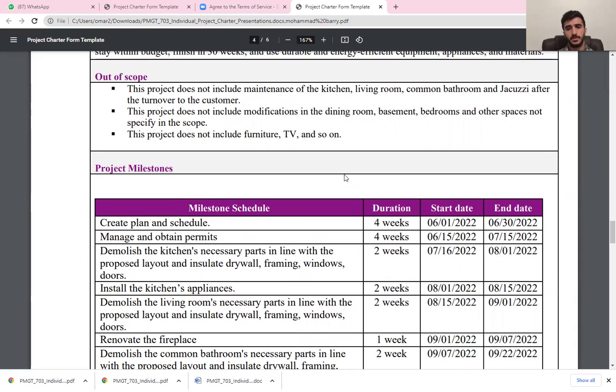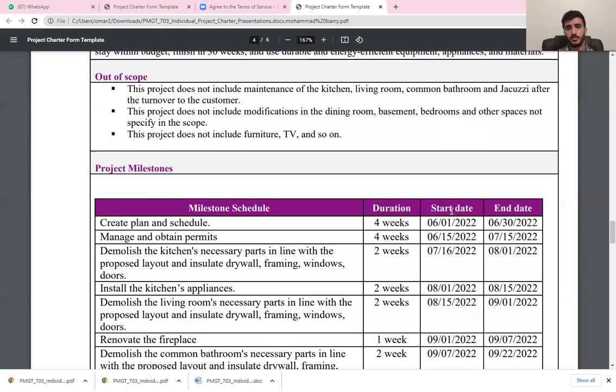Then we have to install the kitchen. It's gonna take 2 weeks from the 1st of August to the 15th of August. Then the living room, which you are going to open to the kitchen, by demolishing everything and solving everything, is gonna take 2 weeks from the 15th of August to the 1st of September. Then the fireplace is gonna take 1 week.